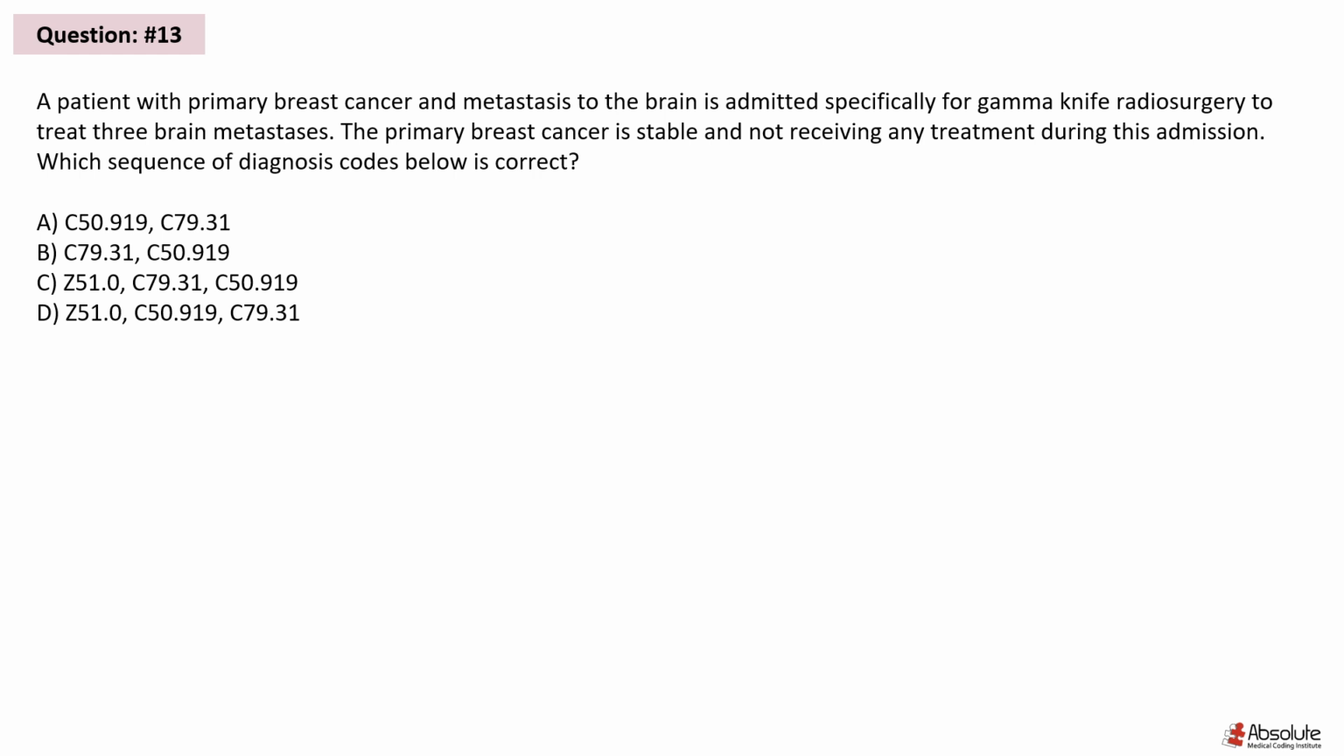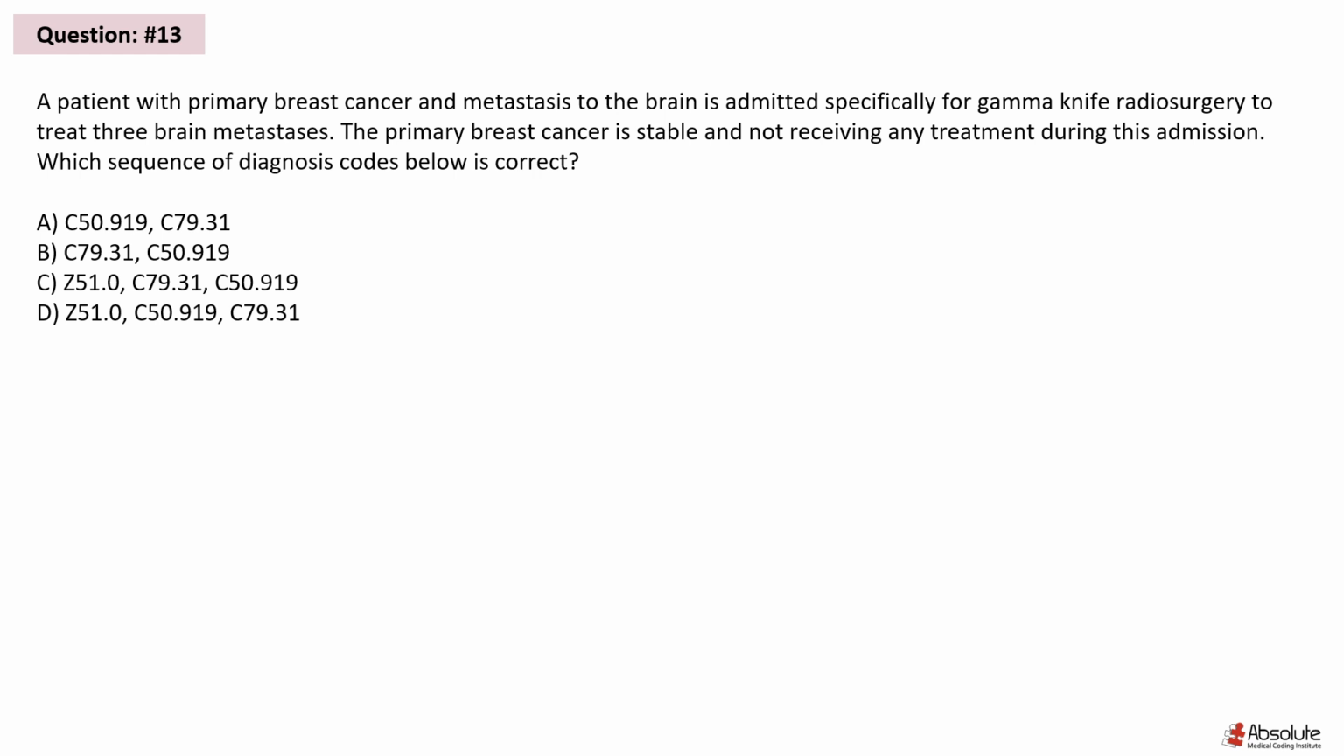Which sequence of diagnosis codes below is correct? A, C50.919, C79.31. B, C79.31, C50.919. C, Z51.0, C79.31, C50.919. D, Z51.0, C50.919, C79.31.